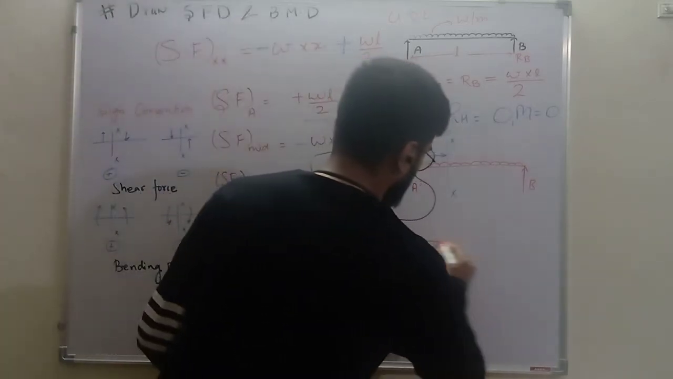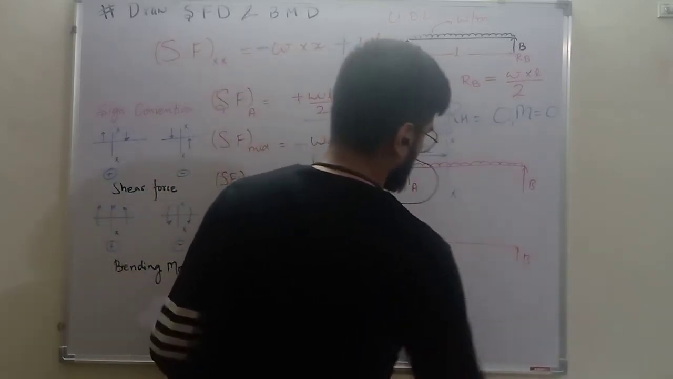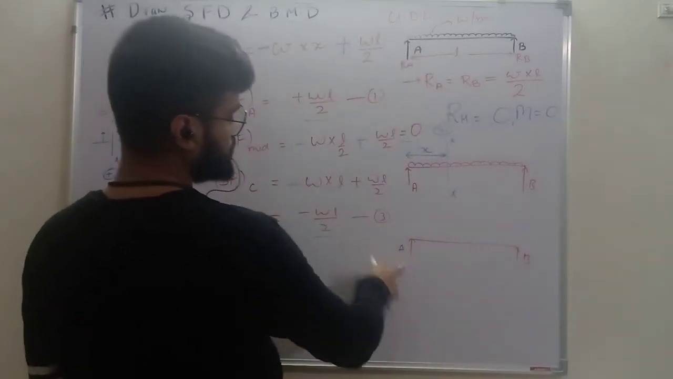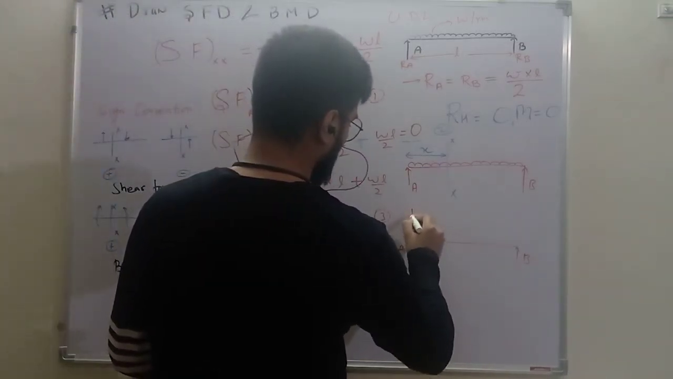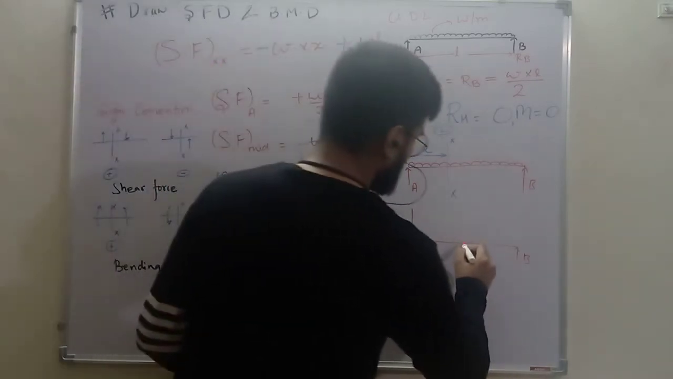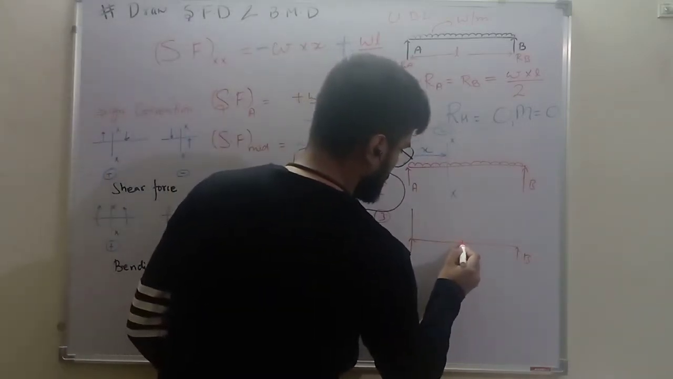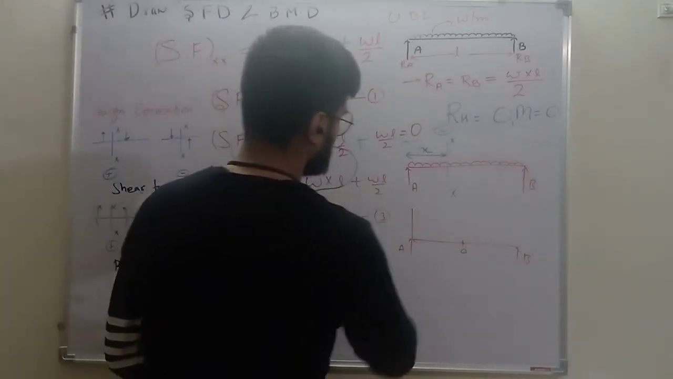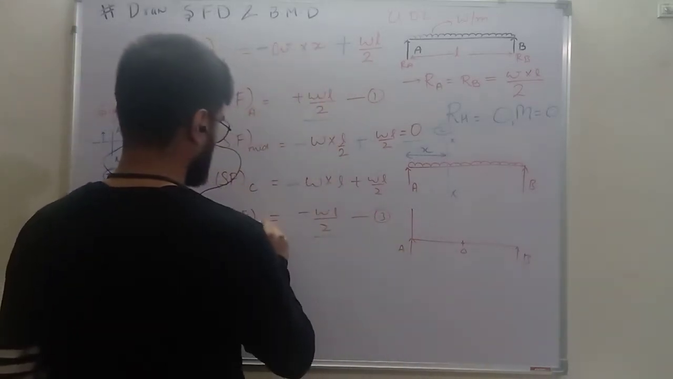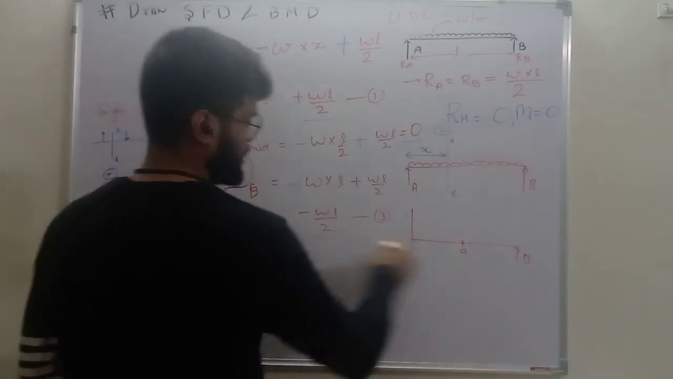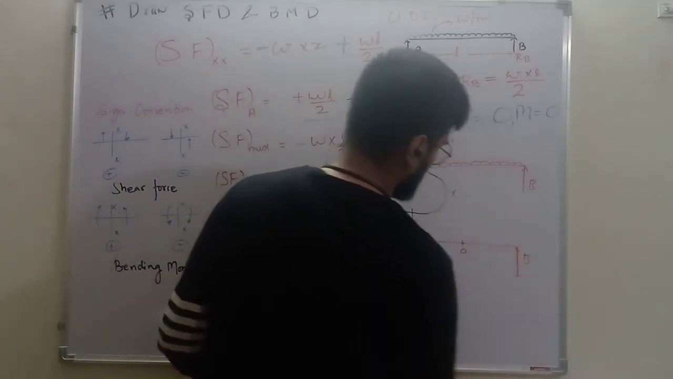So we can draw here. This is support A, and this is support B. Now what is the shear force at A? The shear force at A is WL by 2. So take it as positive, and this is WL by 2. And what is the shear force at the center O, at the mid position? It is 0, so the y coordinate is 0 at L by 2. And what is the shear force at position B? This is B. At B, the shear force is negative, and that is minus WL by 2. So it will have a coordinate of minus WL by 2.